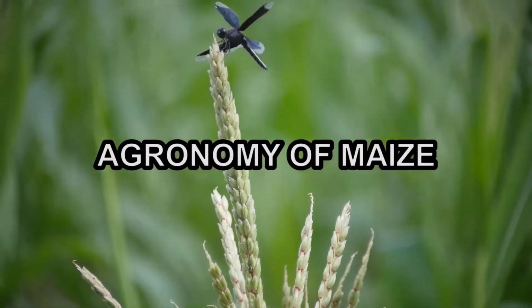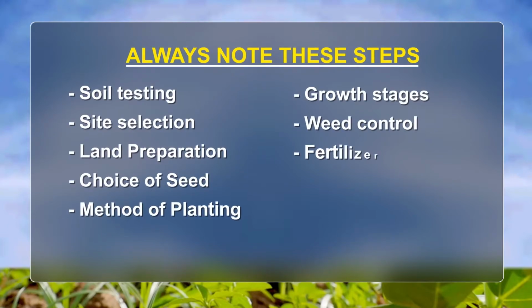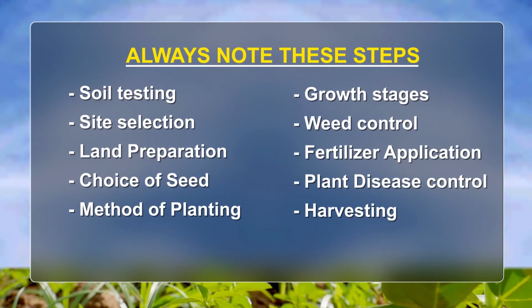The agronomy of maize. Always note these key steps: soil testing, site selection, land preparation, choice of seed, method of planting, growth stages, weed control, fertilizer application, plant disease control, then finally harvesting.